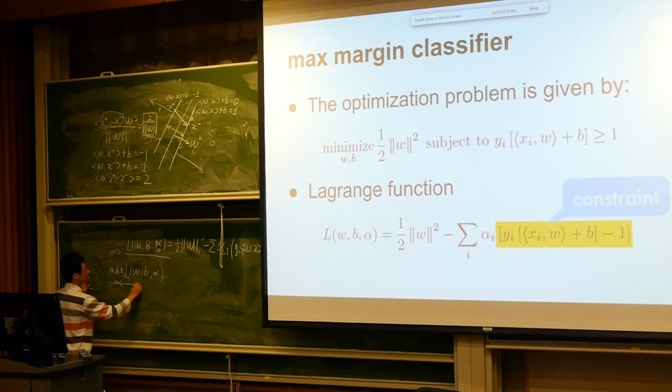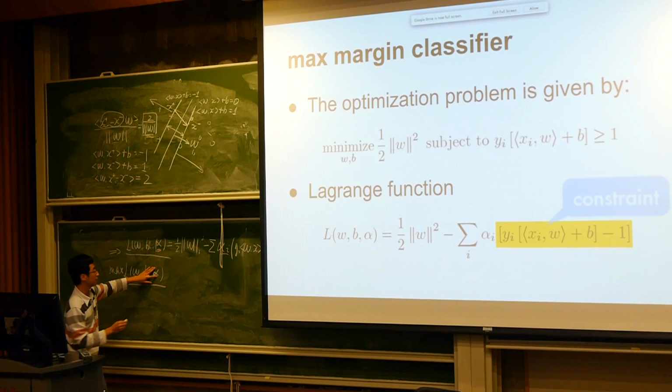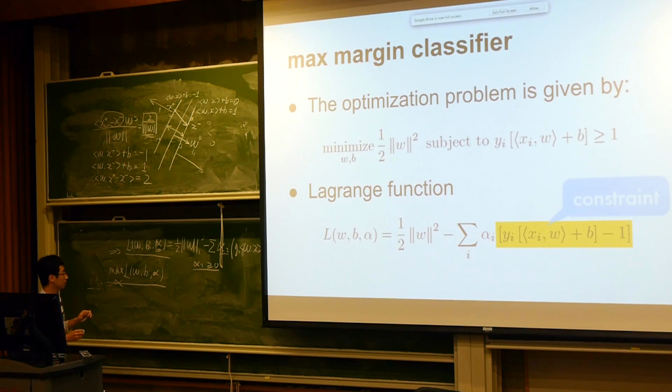First, we look at the first part. We maximize this function over the additional parameter alpha, right? And here we have an additional constraint. I forgot to put it here, which is non-negative. And look at this function. We ignore the W and B. We only care about the alpha. We want to maximize this function with respect to the alpha.